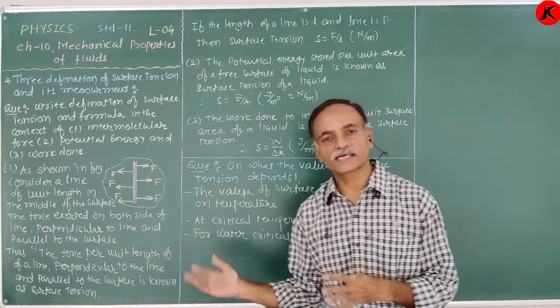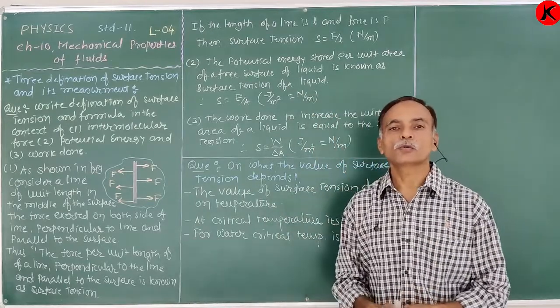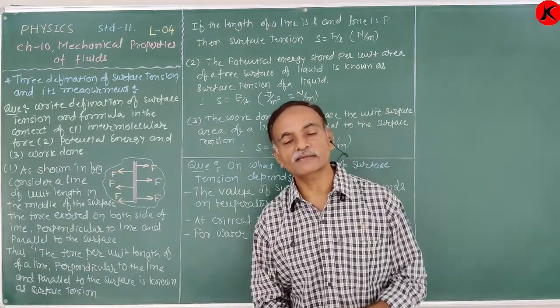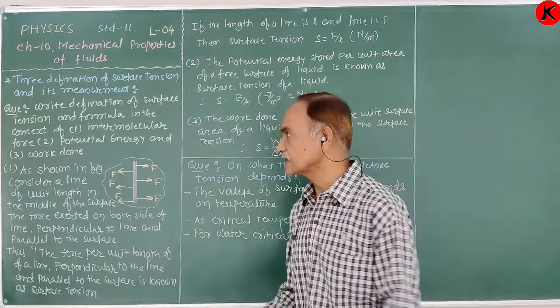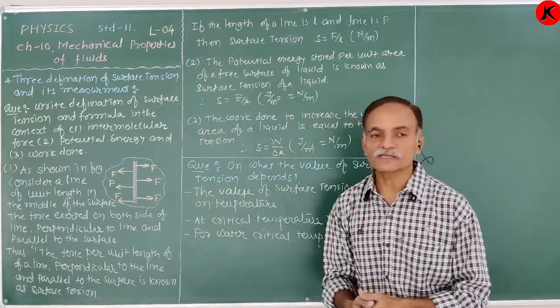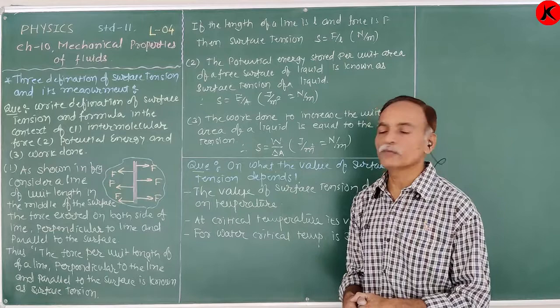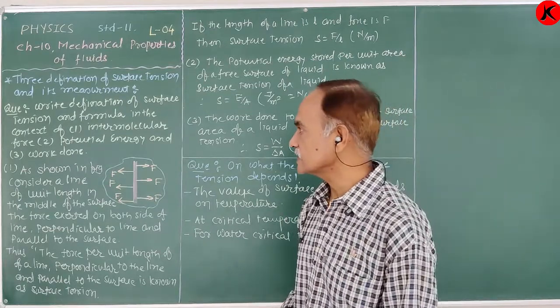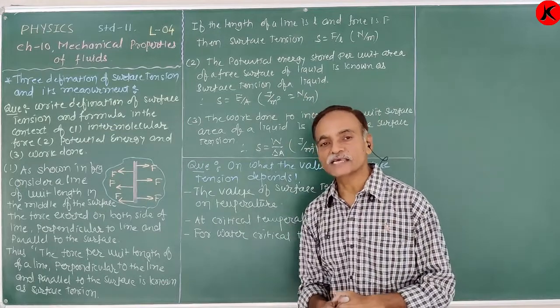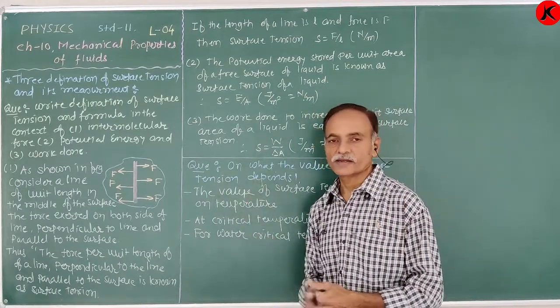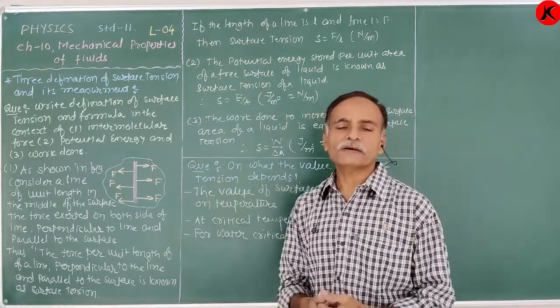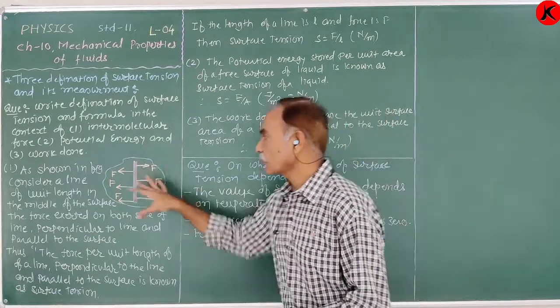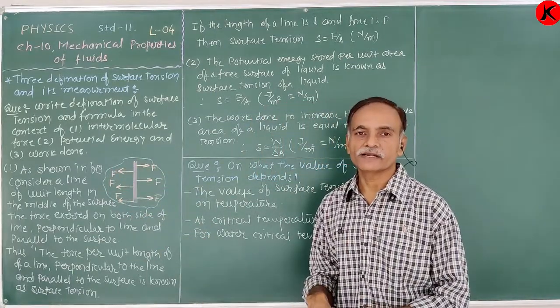So keep in mind these three definitions, and also its SI unit and dimensional formula, which we already discussed. Now write the definition of surface tension and formula in the context of intermolecular forces, second potential energy, and third work done. For that purpose, we consider the top surface of a liquid.